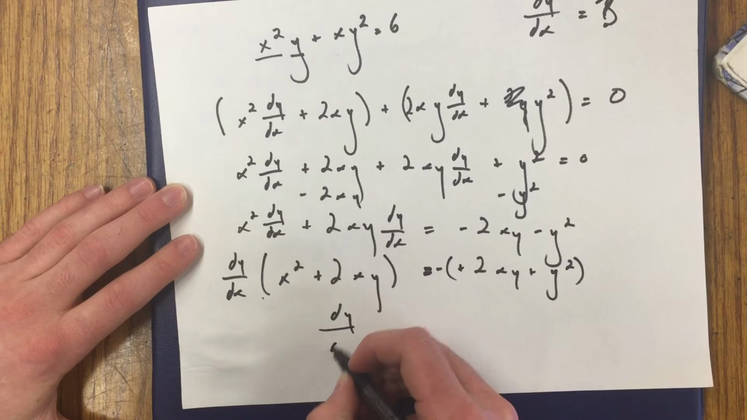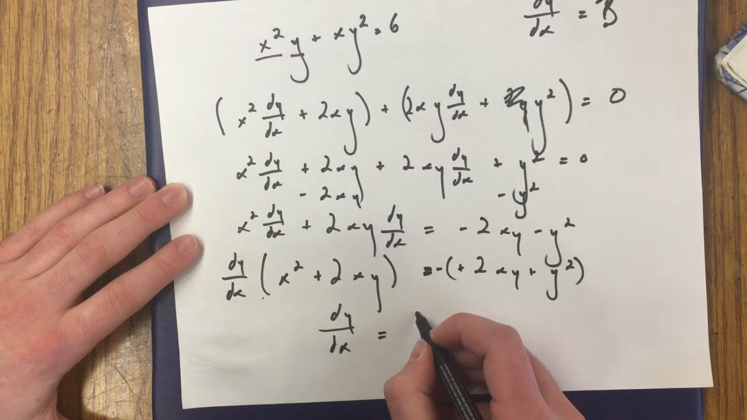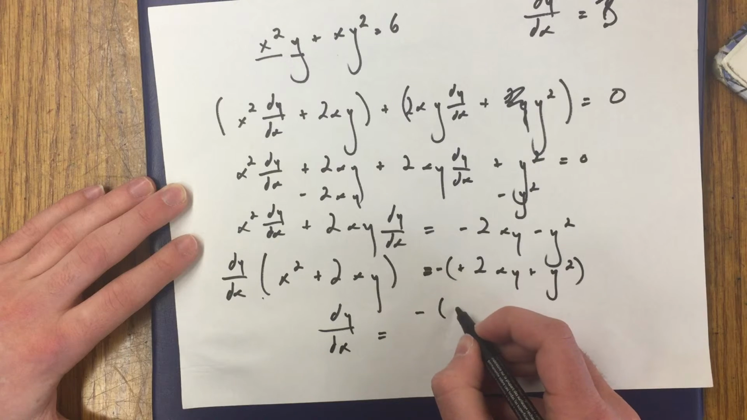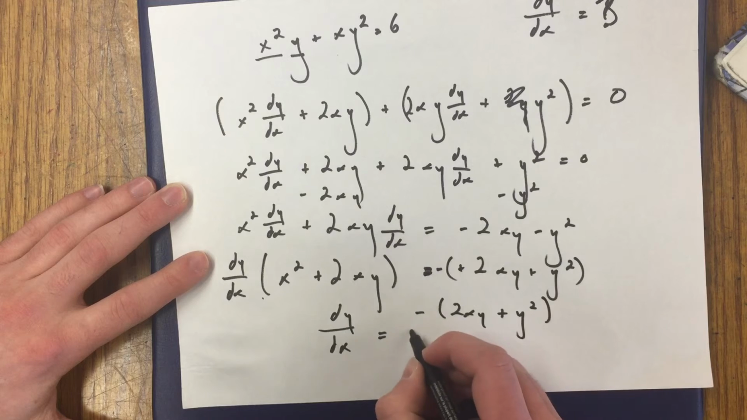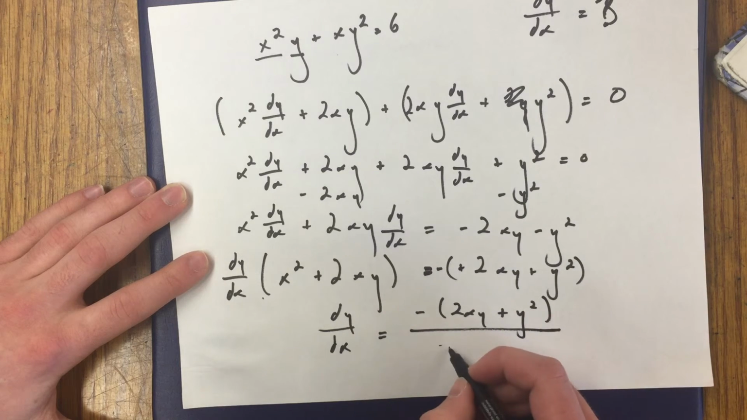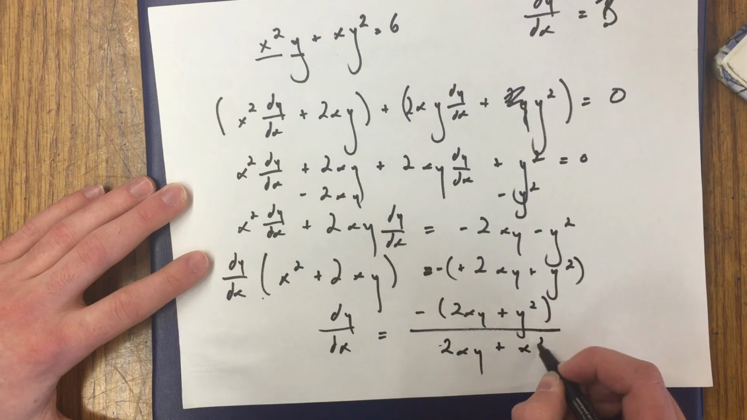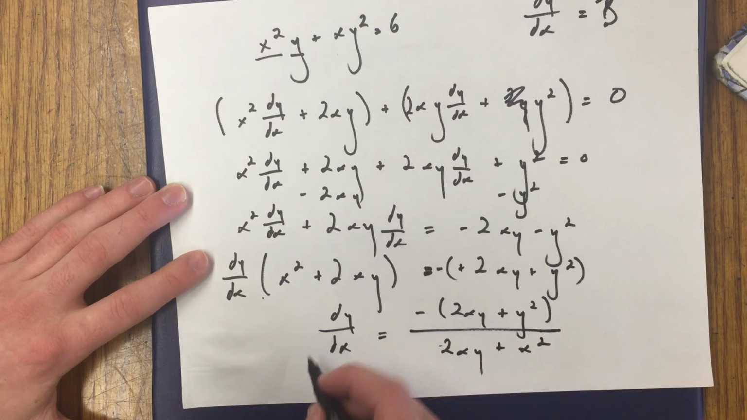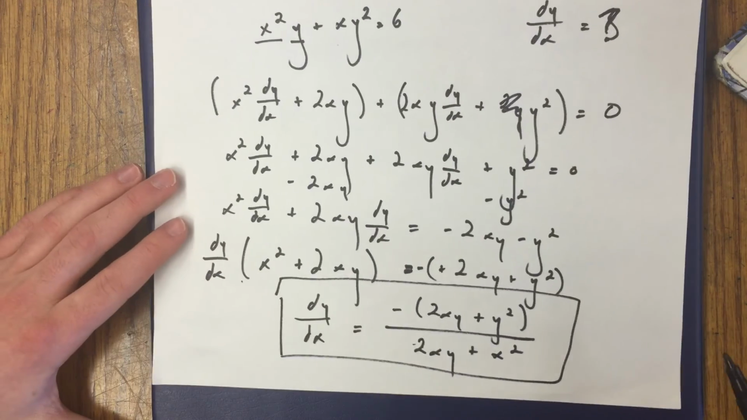So dy/dx equals negative 2xy plus y squared over 2xy plus x squared. And so that is our answer. That is dy/dx. And that is implicit differentiation.